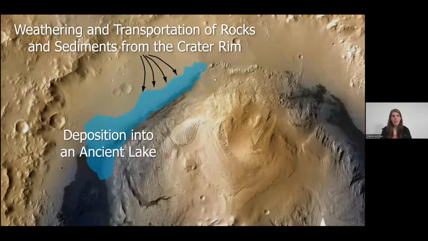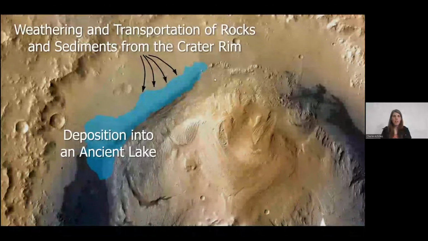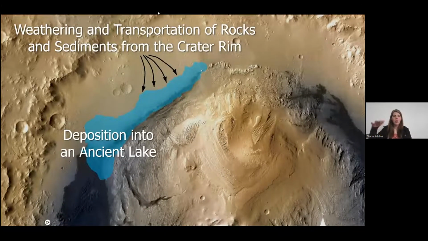One of the hypotheses is that these smooth areas were actually an ancient lake. So we had all of these deposits that were coming from the crater rim. So these rocks that as rivers were coming in were being deposited into this lake. And so you have those sediments and those pebbles and everything coming in, just like a river depositing these sediments, say, into the Gulf of Mexico on Mars or on Earth. And so this is kind of one of the hypotheses that's going on.